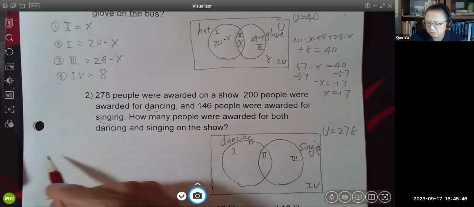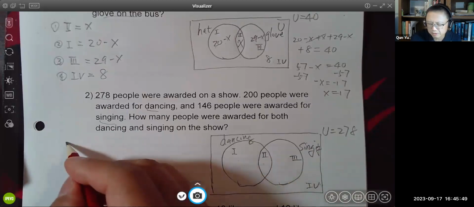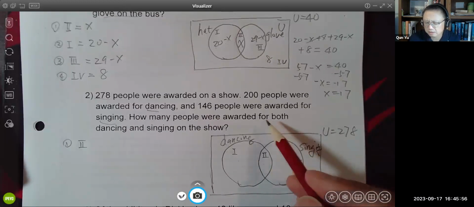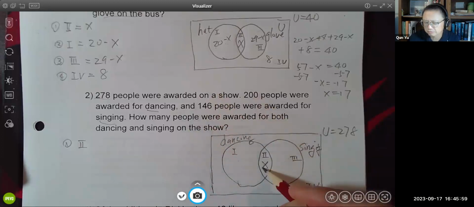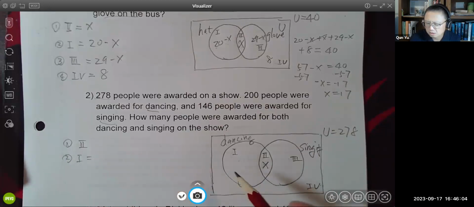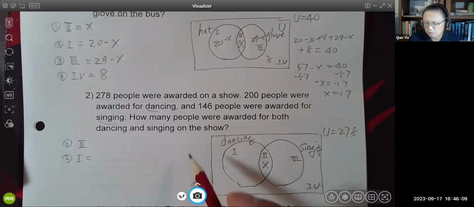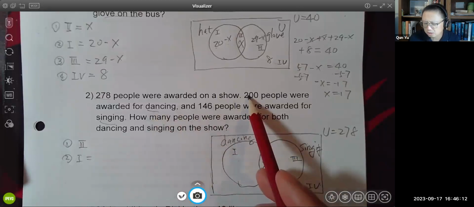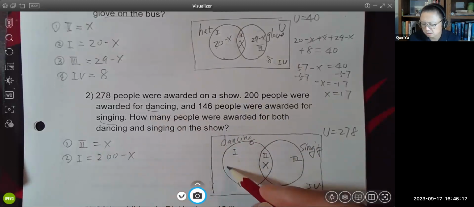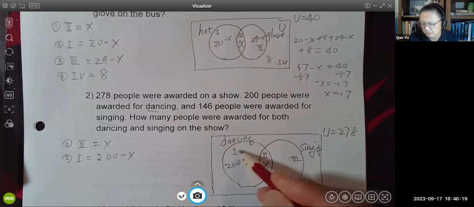Now we always fill out these regions starting from the overlapped one. So first step, the overlap region represents people who were awarded for both dancing and singing, just like the previous one. So this one is unknown. We don't know that number. Then region 1 equals the dancing circle subtract region 2, which is X. So how many people were awarded for dancing? That's 200. This is X, by the way. 200 minus X. So this is 200 minus X for region 1. This is the region 1.